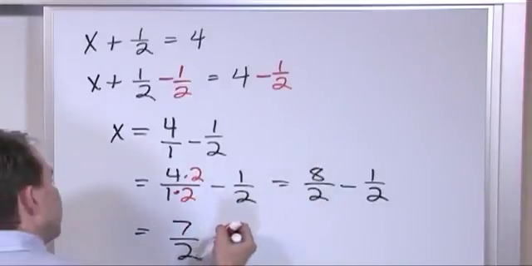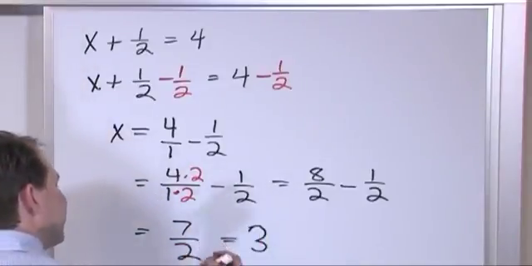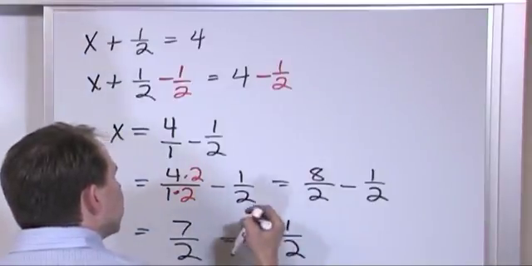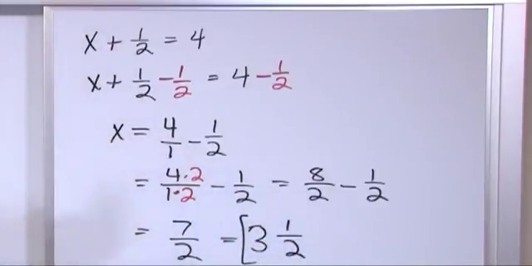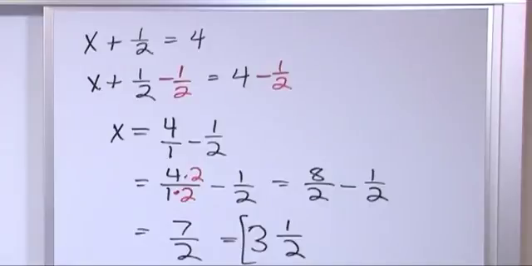Now this is improper, so I can divide this in. It will go 3 times. Well, that's going to give me 6, remainder of 1, write it over 2, like this. So 3 and 1/2. Now, a lot of you might have been able to look at 4 minus a half and figured out that it was 3 1/2, and that's okay. But fraction-wise, this is how we're going to tackle the problem.